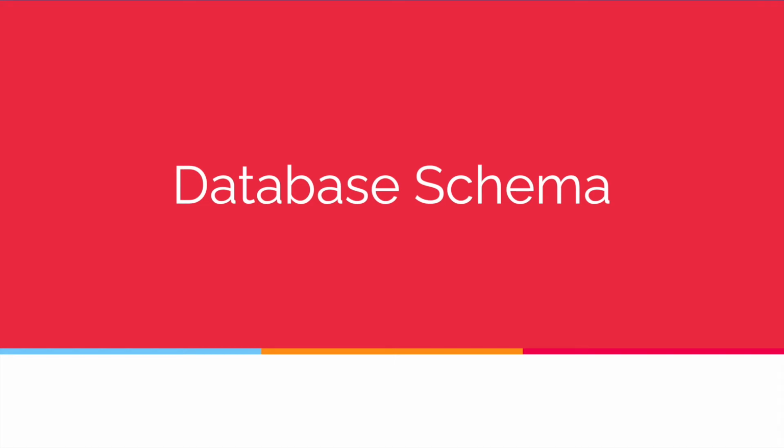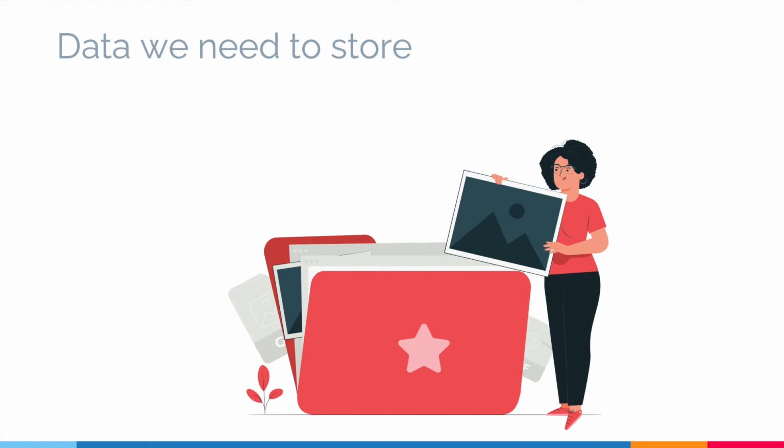Now that we know how much data we need to store, let's figure out how we can design our database to store it. So what all categories of data do we have? We have users data we need to store.